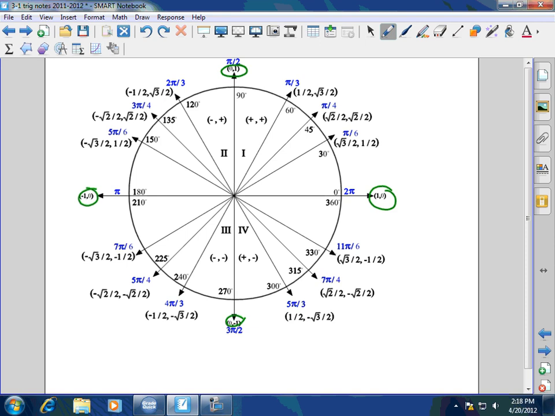I just finished telling you that I never really liked working with radians, but there are some radian measures that you must memorize. Must. You've got to memorize that 2 pi is 360. You've got to memorize that pi over 2 equals 90. You've got to memorize that pi equals 180. And you've got to memorize that 270 equals 3 pi over 2. It's just no choice, okay?